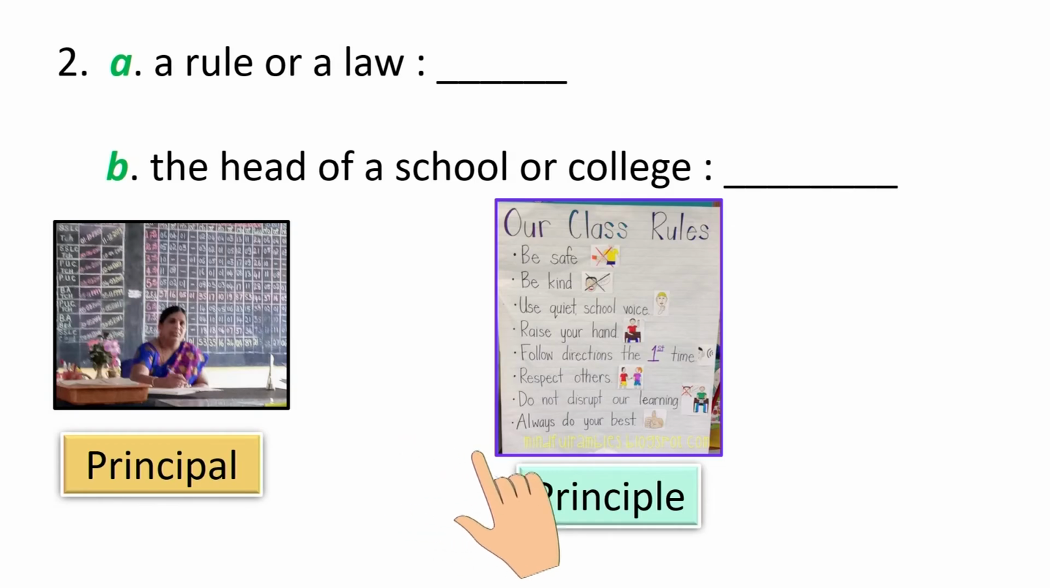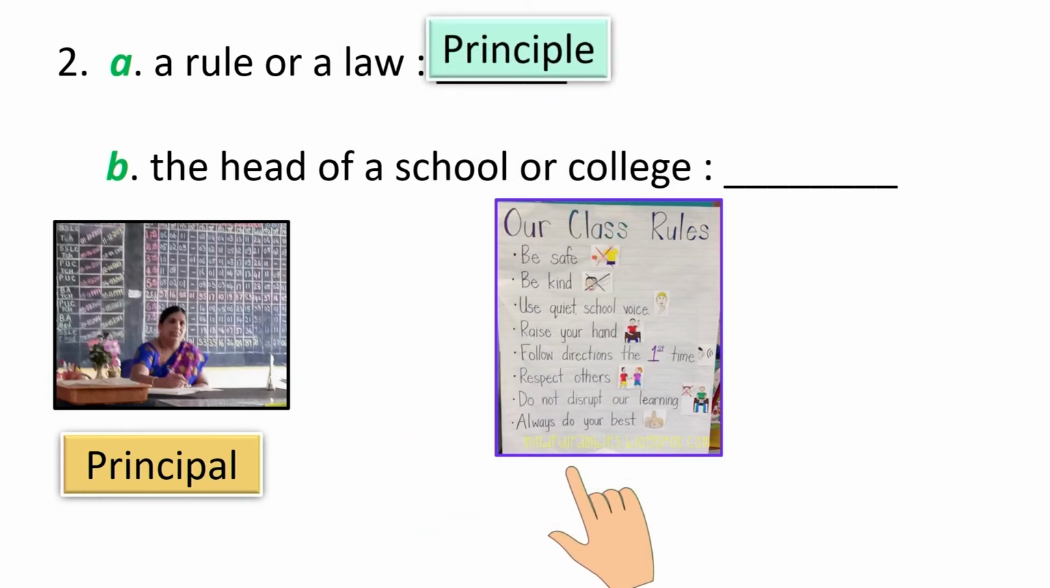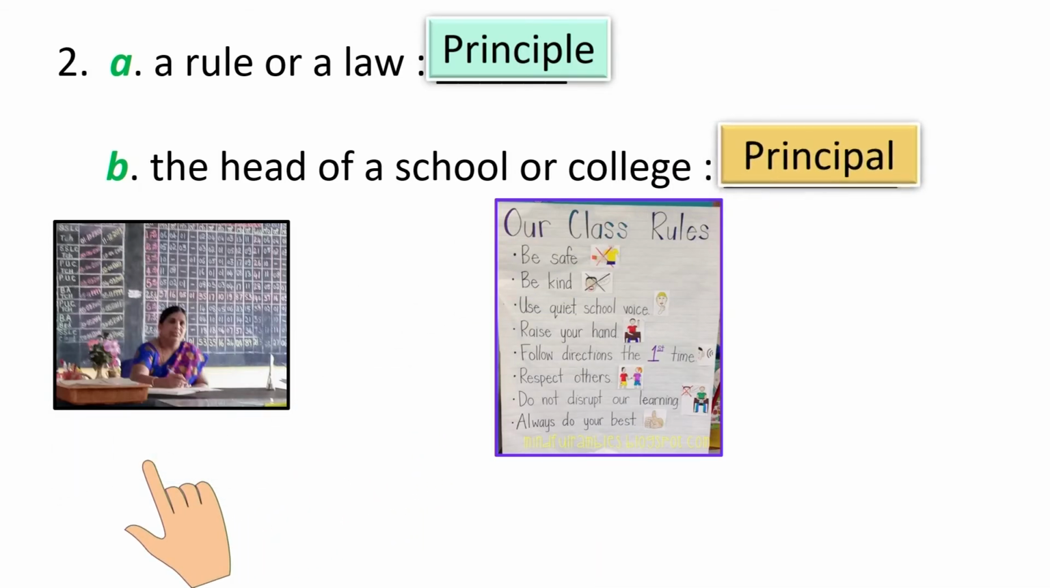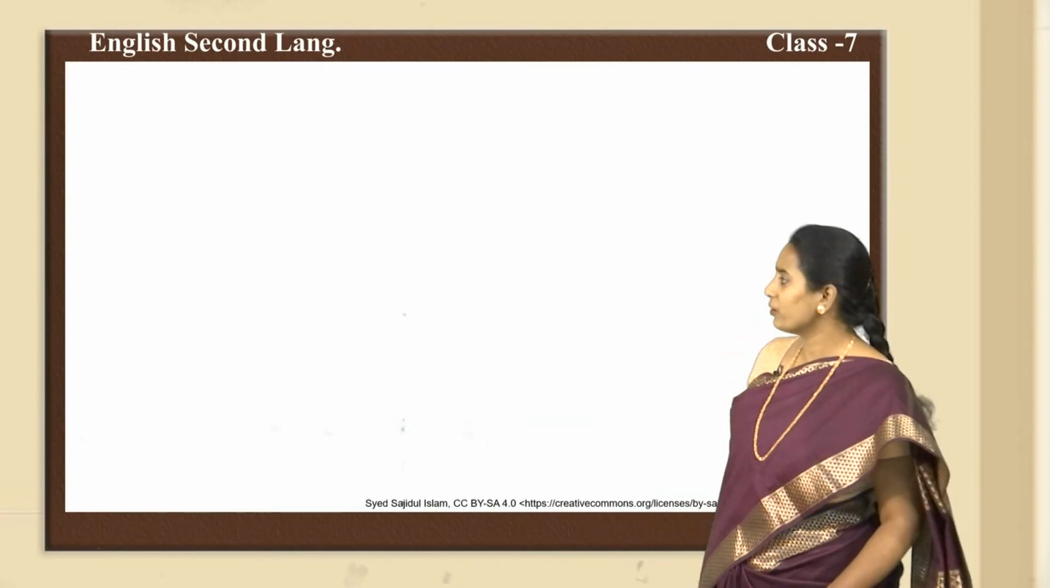Yes, it is P-R-I-N-C-I-P-L-E, principle. B, the head of a school or college. What is the word? It is principal, P-R-I-N-C-I-P-A-L. Let's look at the third question, children. Here are your clues.